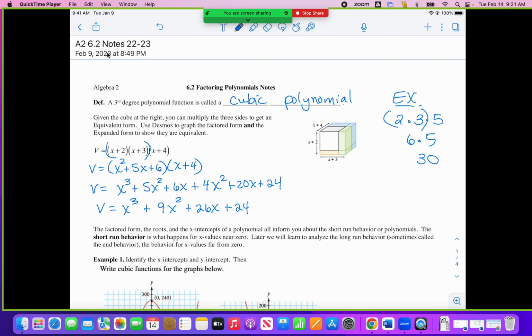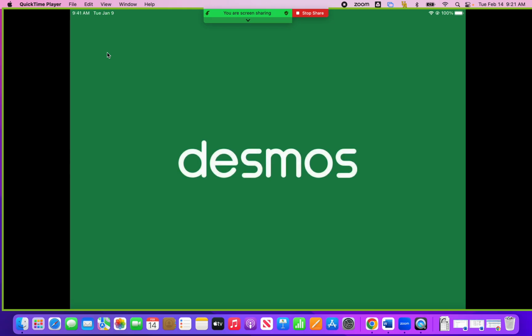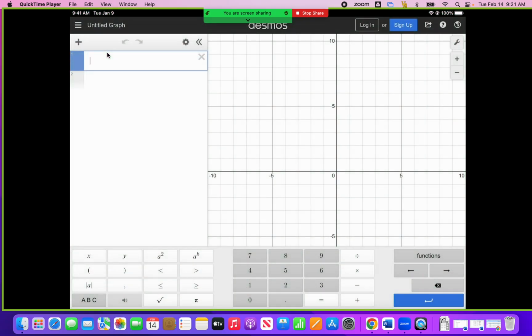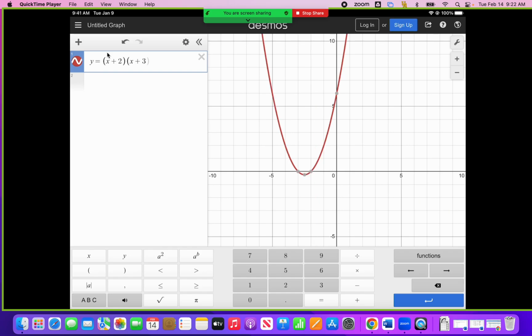Now here's what I want you to do. I want you to either use Desmos or your graphing calculator. And what we're going to do is we're going to put both of these on and show that they're actually the same. So I'm going to use Desmos, or you can use a graphing calculator. So I'm going to do y equals, we had x plus 2 times x plus 3 times x plus 4.